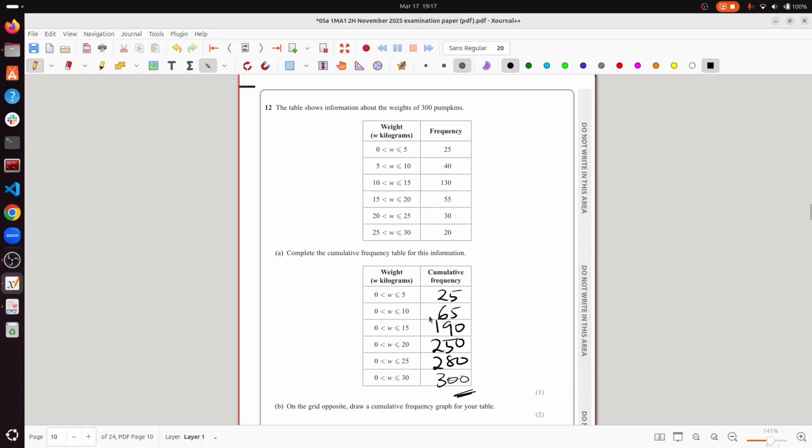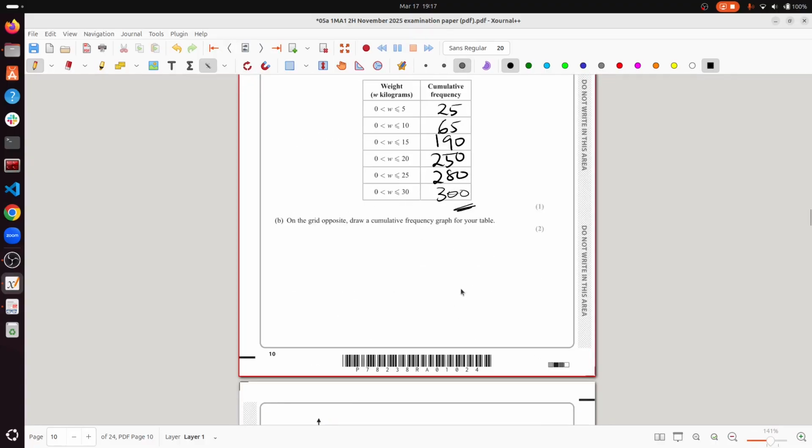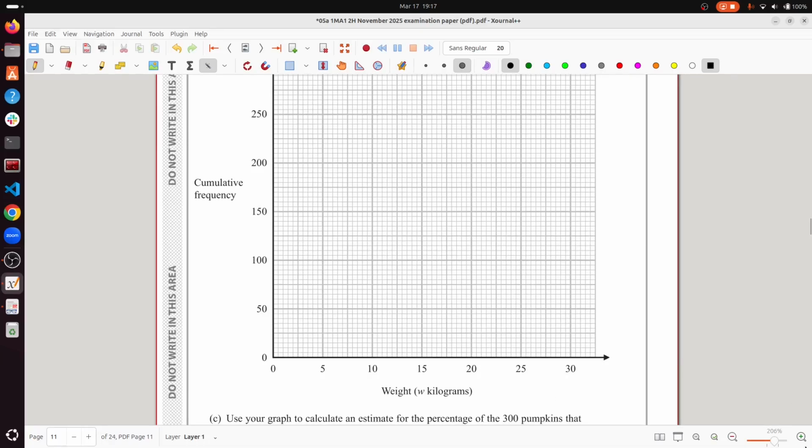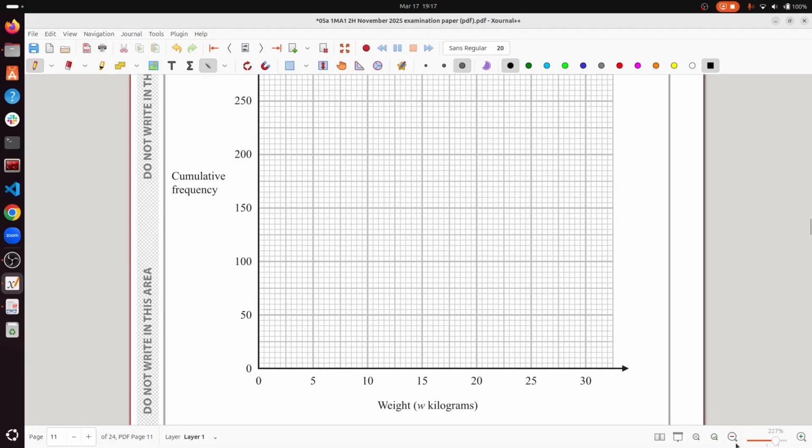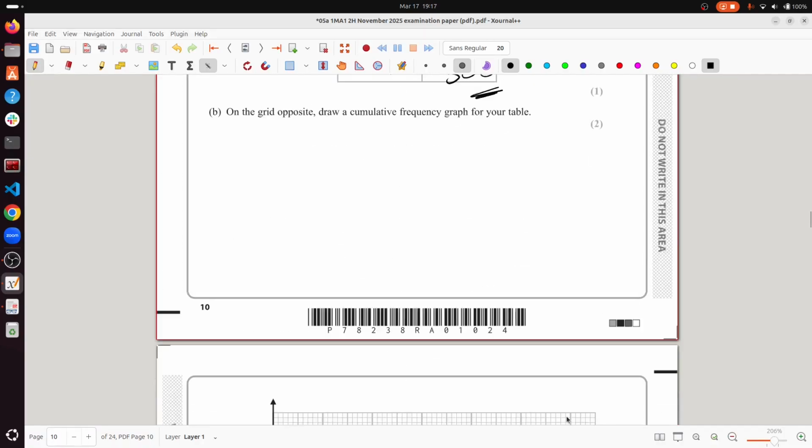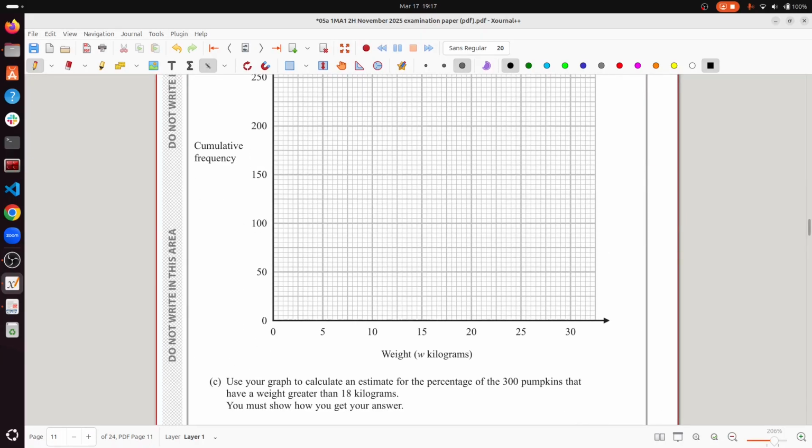So for 0 to 5, we're going to draw 5 and 25. At this stage, it's important you know how to read your grid. 25 is going to be halfway between 0 and 50 and 5. That's our first point. Each of the tiny boxes on our cumulative frequency is going to be 5, and on the right, two boxes will be 1, and each of the tiny boxes will be 0.5. So knowing how to read it is important.